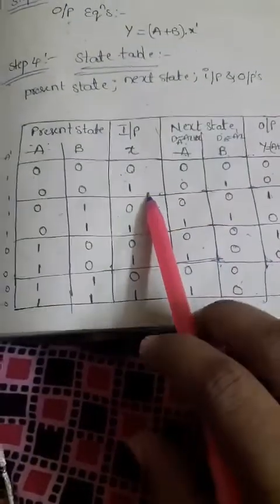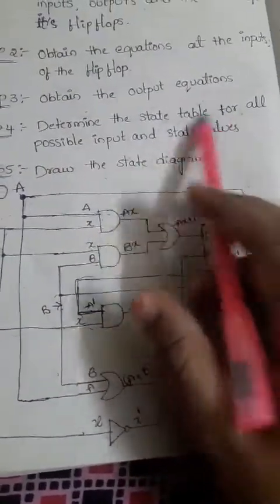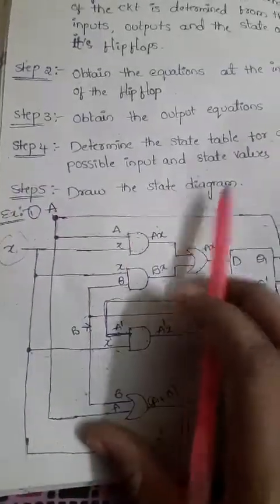So after getting this state table, then find out the state diagram. We already know the last step after finding the state table is step 5, the state diagram. So now we will implement that state diagram. First of all, before drawing the state diagram, we'll see what is meant by a state diagram.